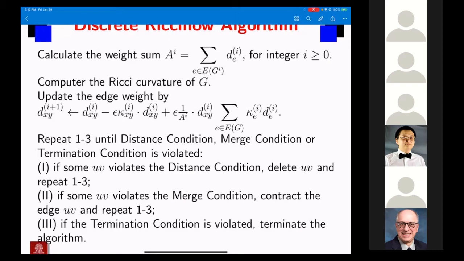So there's no guarantee of a limit, because like in the example we showed, it might be oscillating and not go to any limit. But if it does, it will give you the Ricci minor, which has constant curvature.